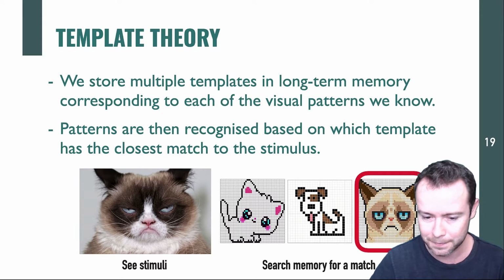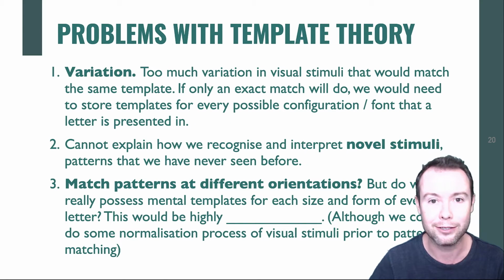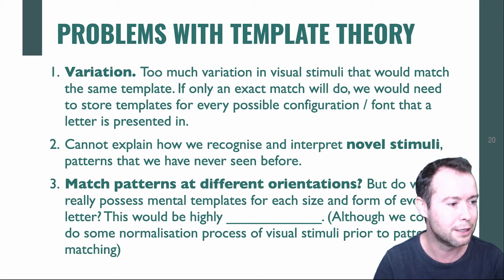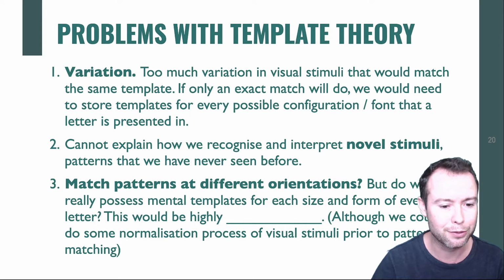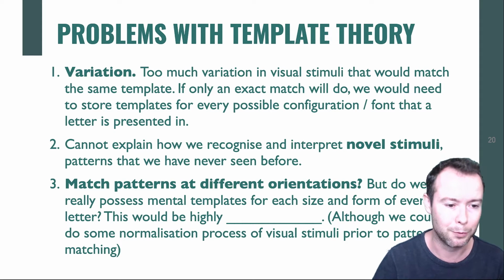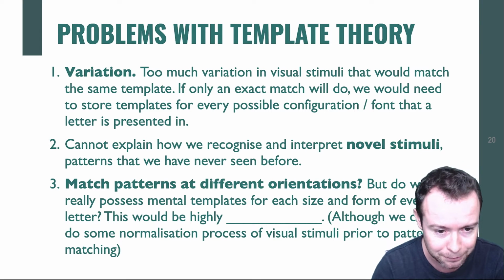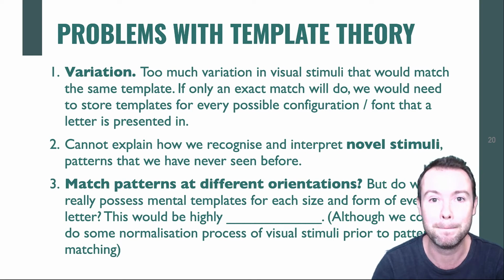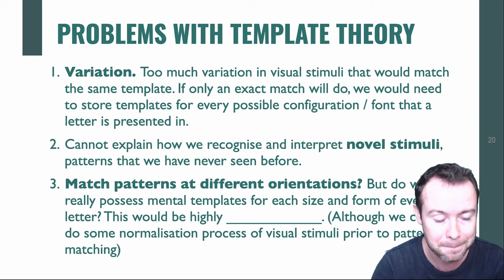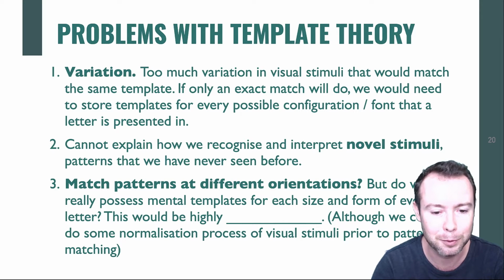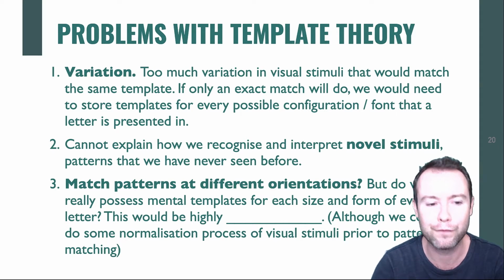However, there's a bunch of reasons why template theory doesn't necessarily seem appropriate or plausible in all situations. So three main criticisms come with this. Firstly, variation. There's too much variation in visual stimuli that might match the same template. So if only an exact match would do, we would need to store templates for every possible configuration or font that a letter is presented in.